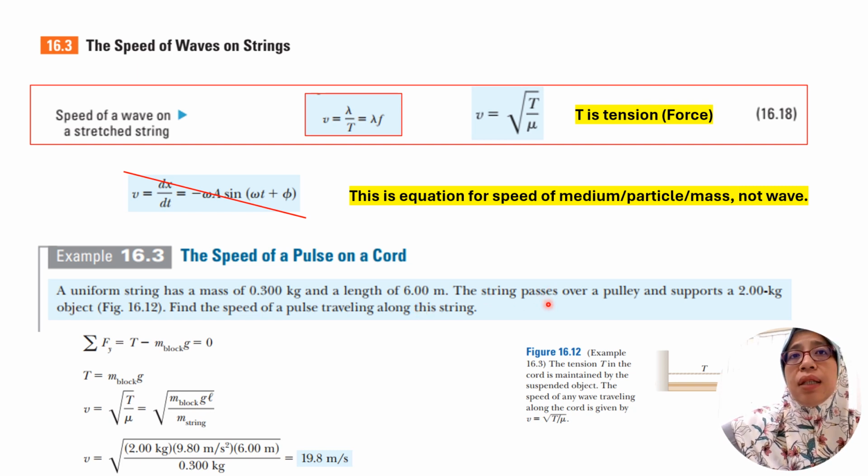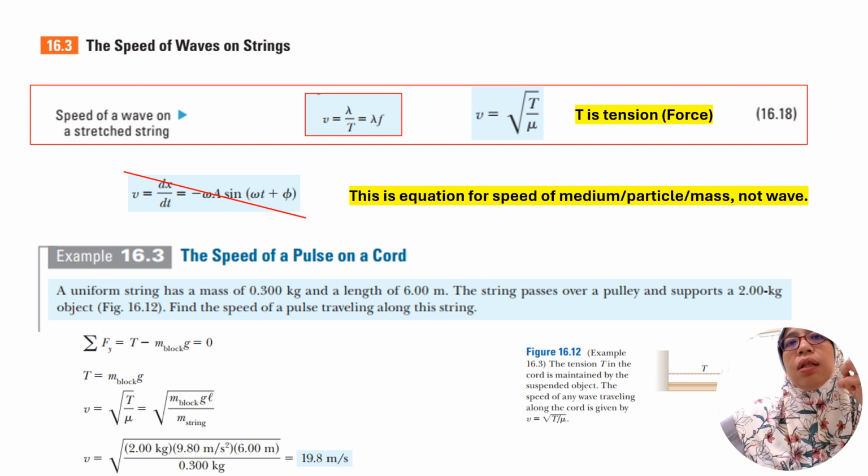Now, the string itself passes over a pulley, lalu dekat hujung tu ada pulley, and supports a 2 kg object. My picture is somehow overlapping with the given figure, but do check your figure. Basically, there should be a hanging mass over here. The hanging mass is meant to stretch the string, maknanya tugas yang tergantung tu adalah untuk tegangkan tali.